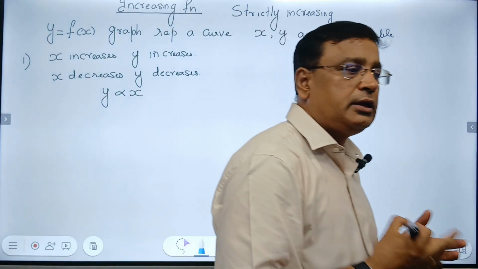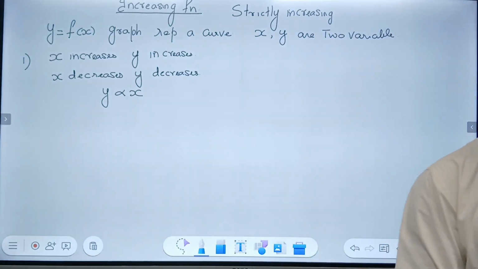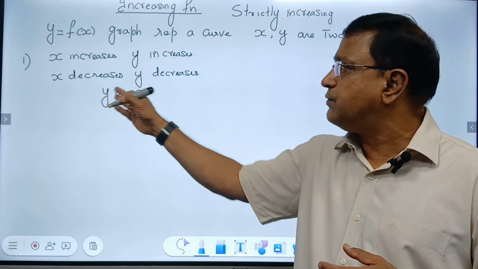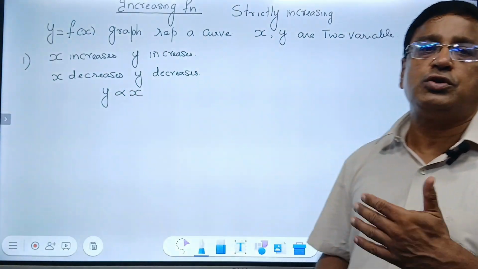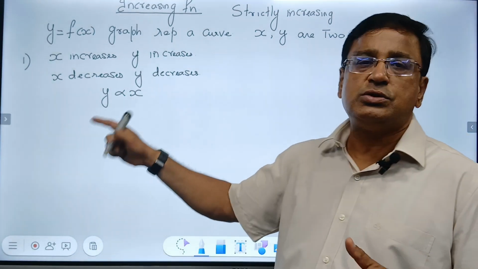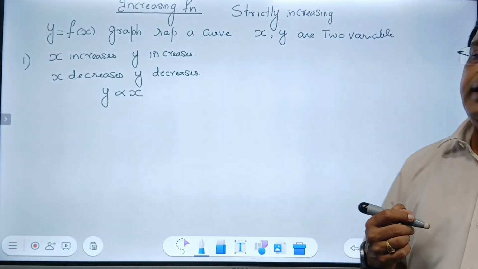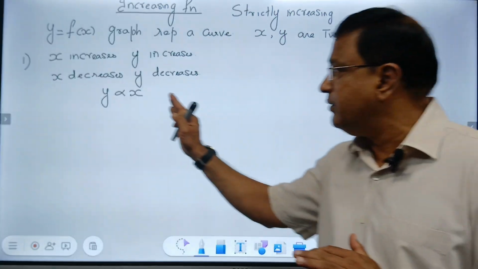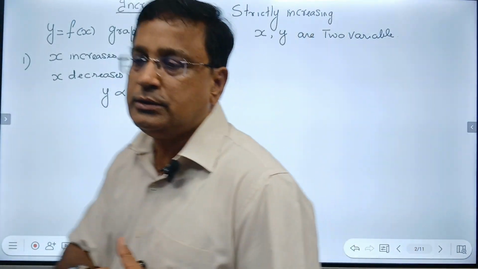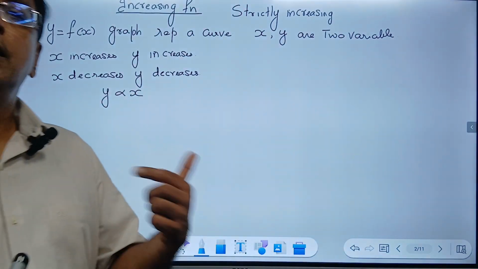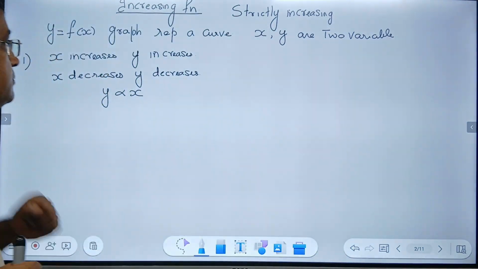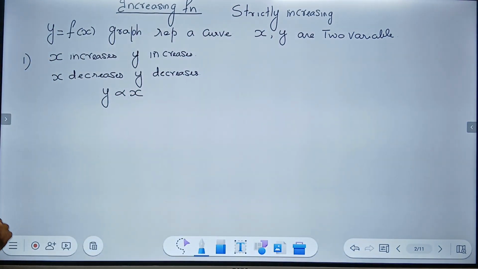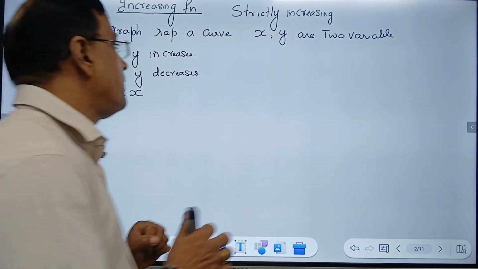The increase in x corresponds to increase in y, not necessarily linear. Just for our understanding, I've written y proportional to x. It can be y proportional to anything. The idea is that the increase in x corresponds to increase in y. That is why I said they are directly proportional to each other, not inversely proportional. So this is one way of understanding what an increasing function is.